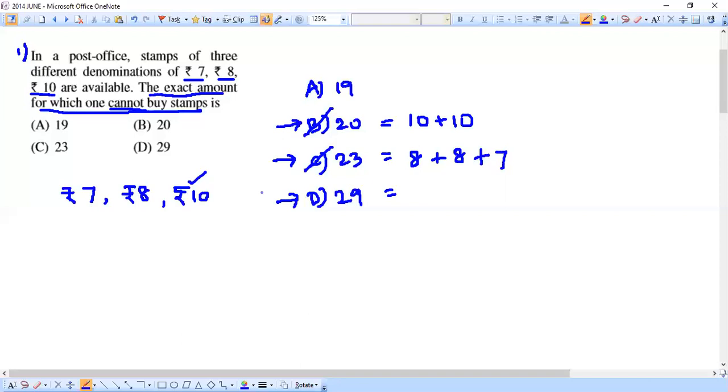So go by 8 plus 8. So 8 plus 8, we can go for 8, 8, 8, 24. So plus 5 we'll be having. That is also not possible. Then go for 7 rupees. We'll just take 7 rupees stamps.